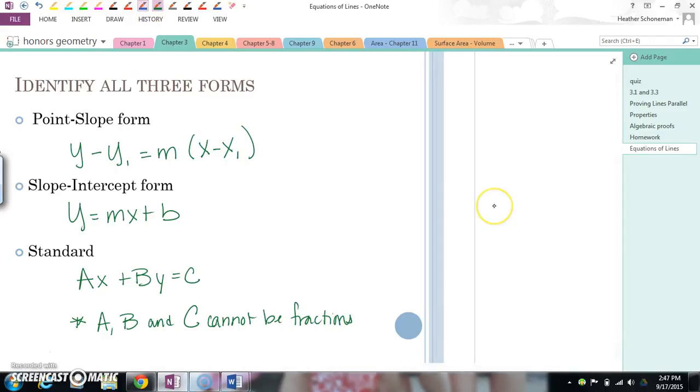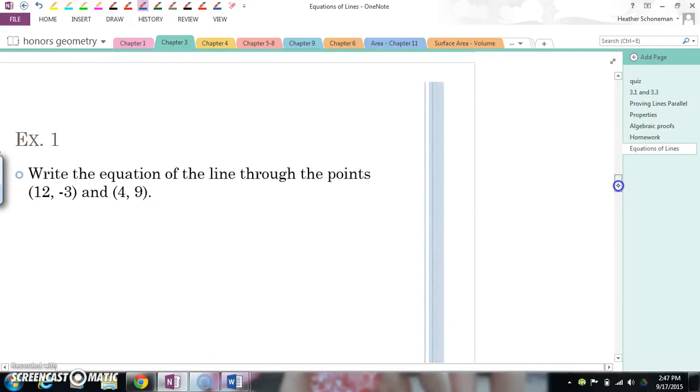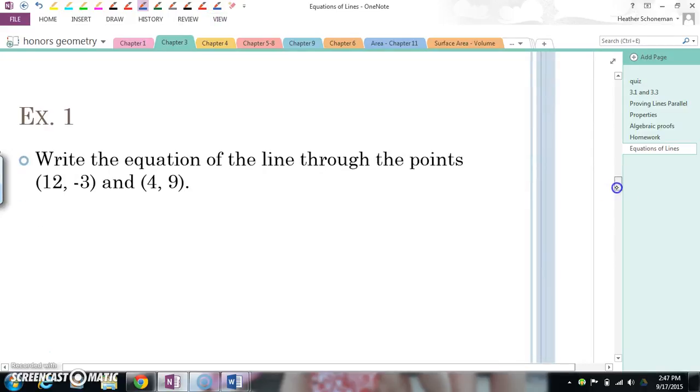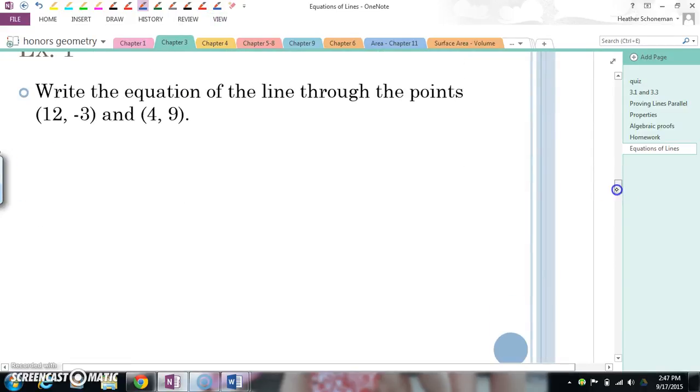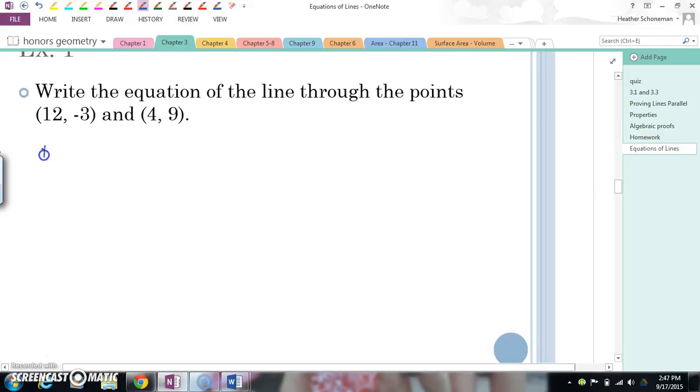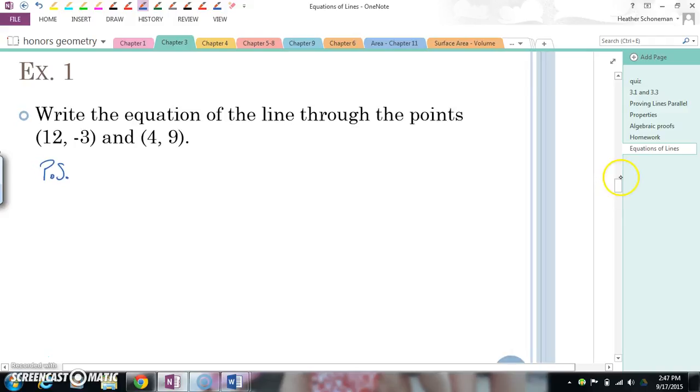All right, let's put together what we know now and try and write some equations. So for the first one, it says to write the equation of a line through these 2 points. Well, when we do these problems, we always start first in point slope form. To be able to write the equation, we need a point and a slope. We clearly have 2 points, but we're missing the slope. So we need to find the slope first.